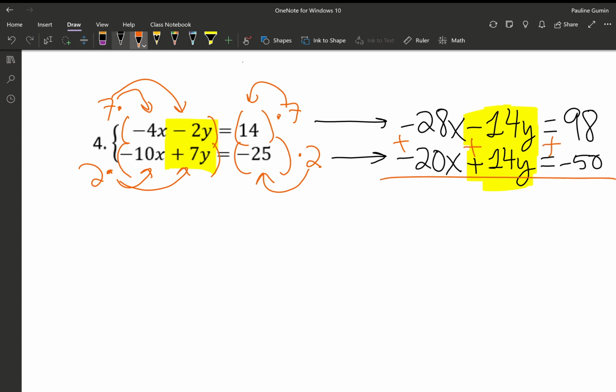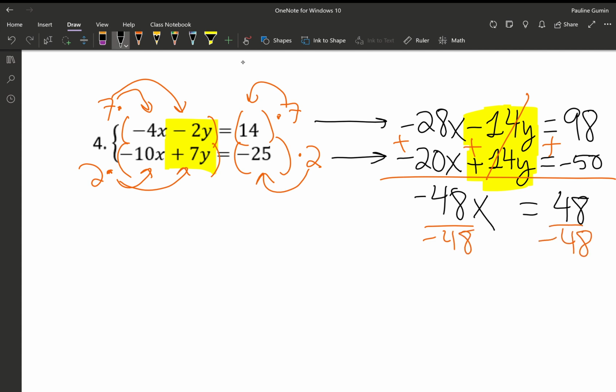Negative 28 plus negative 20 is negative 48x's. The y's cancel, that was the point. And it equals positive 48. Let's divide both sides. X equals negative 1.